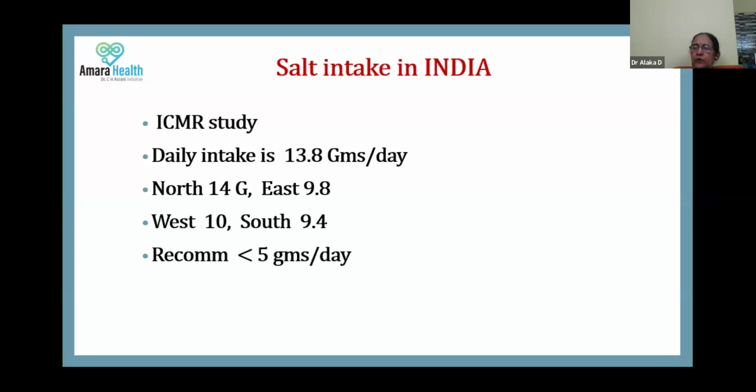All our food already contains sodium chloride. In addition, we add sodium chloride, the salt, and plus we take table salt. So daily intake is 13.8 grams. In North India, it is 14 grams. In East India, it is 9.8 grams. West India, that is all of us, 10 grams. South India, 9.4 grams. It's almost the same. So the recommendation is less than 5 grams per day. So we have to curtail our salt intake.